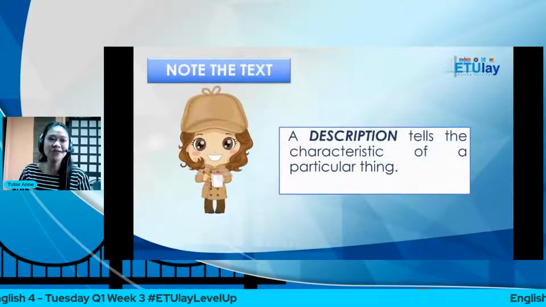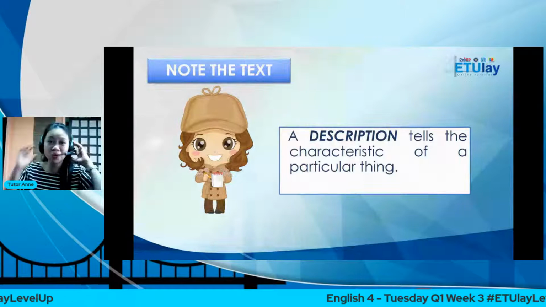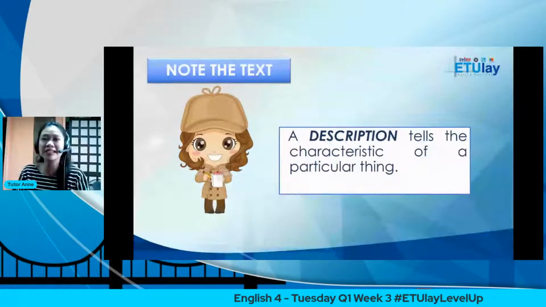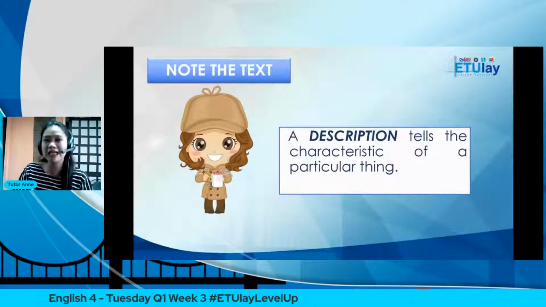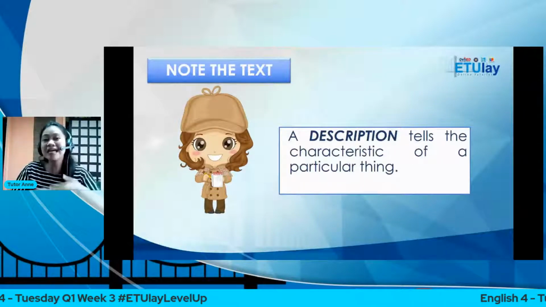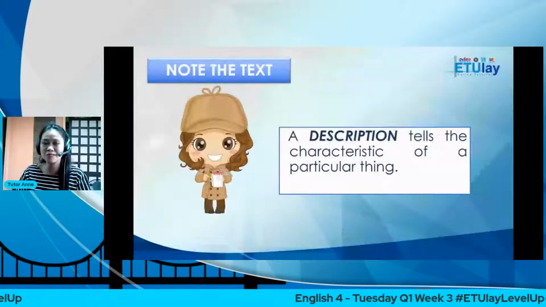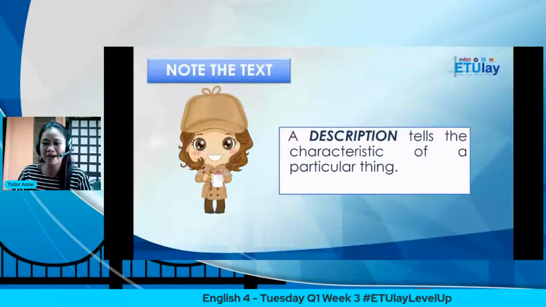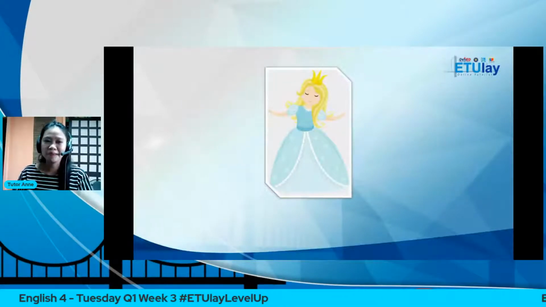Sige. So note the text. Yung tekstong binasa natin ay tinatawag nating description or descriptive text. Pag sinabi nating description or descriptive, it tells the characteristic of a particular thing. Ibig sabihin nun, siya ay naglalarawan. Pwedeng bagay, tao, o pangyayari. That's description, descriptive, naglalarawan. Yan ang kanyang main goal or purpose.